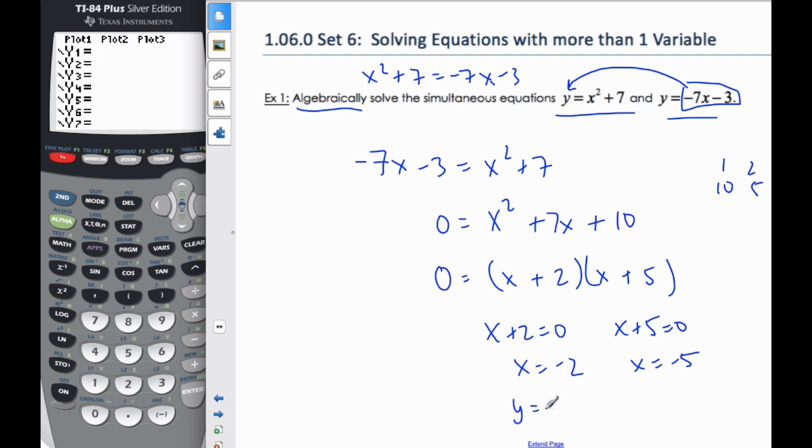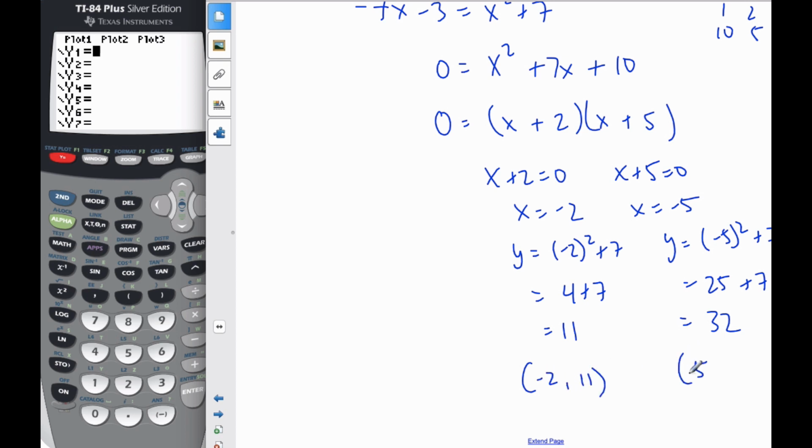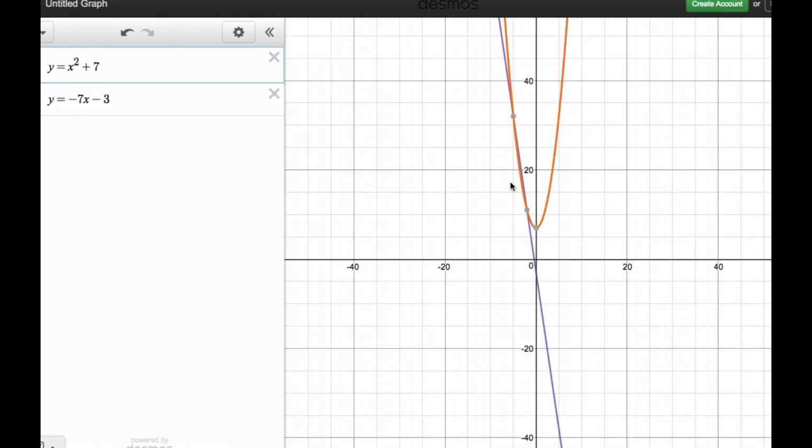And so if I go y is equal to negative 2 squared plus 7, well, negative 2 squared is 4, plus 7 is 4 plus 7 gives me 11. And I could go negative 5 squared plus 7. Well, negative 5 squared is 25 plus 7 gives me 32. And so my solutions are negative 2 comma 11 and negative 5 comma 32, which is exactly what we found here on Desmos.